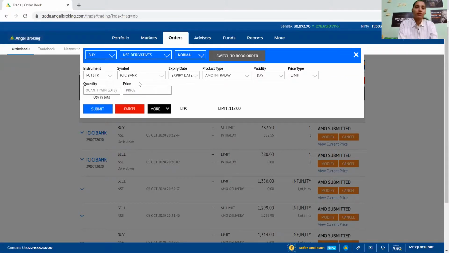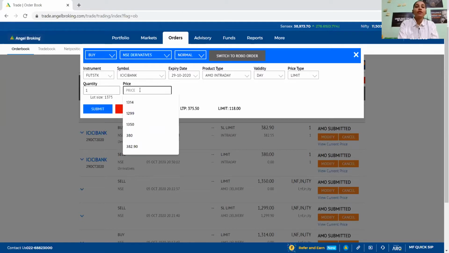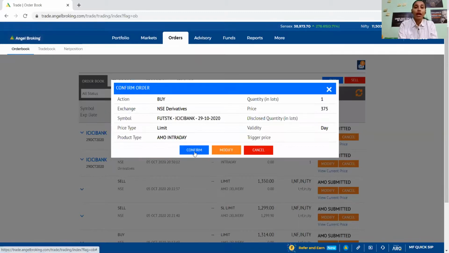I don't know why it is not pressing. Okay, expiry date the same, 29 October. So AMO trade, validity, limit price. So what is the quantity? One lot. Okay, so what is the price? 375 was my target. Okay, your target is always more, way more. So you submit it over here, and it will show you each and everything.